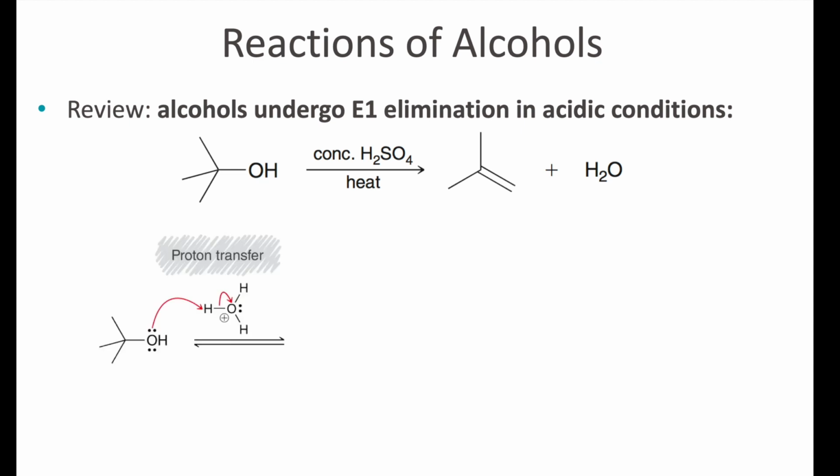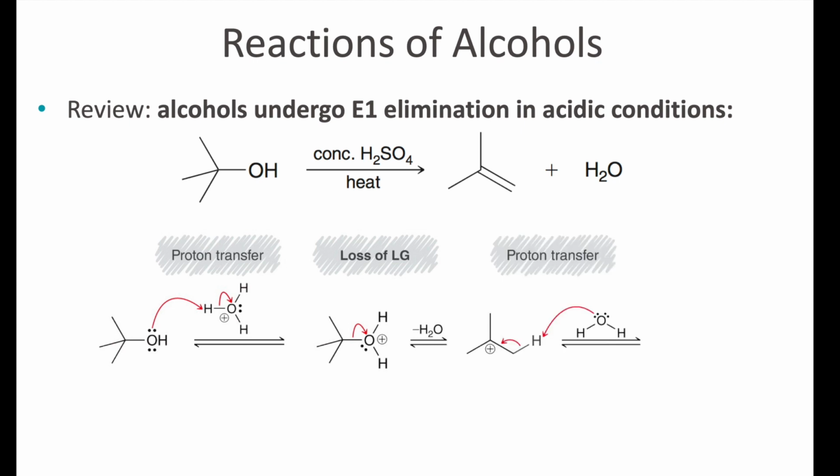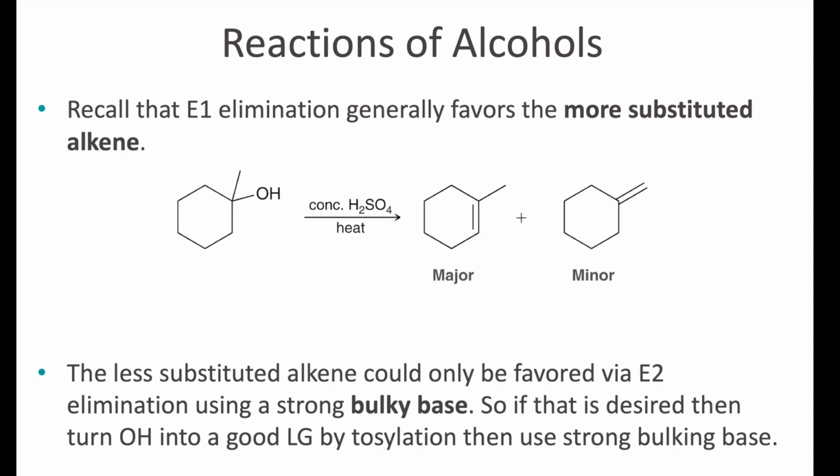You have your alcohol. It first does a proton transfer with your acidic water. Now that you have a good leaving group, it then leaves, giving you your carbocation, at which point your water can come in and deprotonate, doing a beta elimination step, forming a carbon-carbon double bond, giving you your alkene. Remember that this will give you the more substituted alkene, your Zaitsev product.